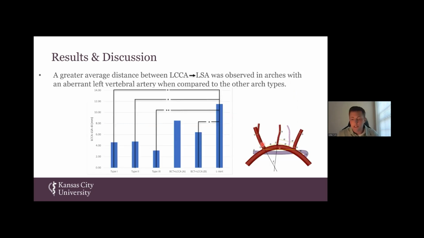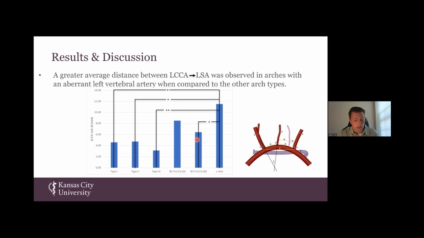Another interesting finding was that for all the arches for the left vertebral artery group, the average distance between the left common carotid and left subclavian artery was greater when compared to all the other subtypes except for the type A brachiocephalic trunk. So the measurement I'm talking about is from this vessel to this vessel, this measurement right here. So there was a greater average distance with our left vertebral artery when compared to all the other subtypes, which may or may not have clinical implication.